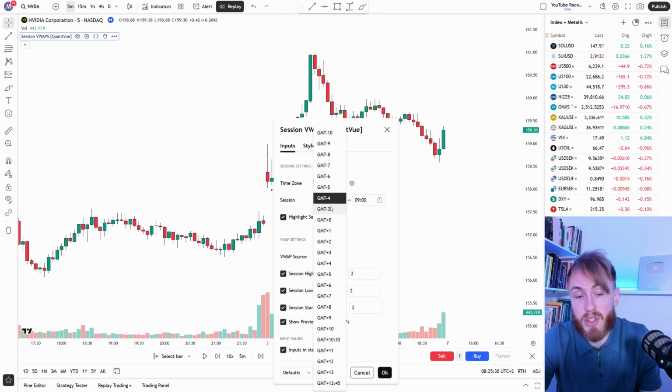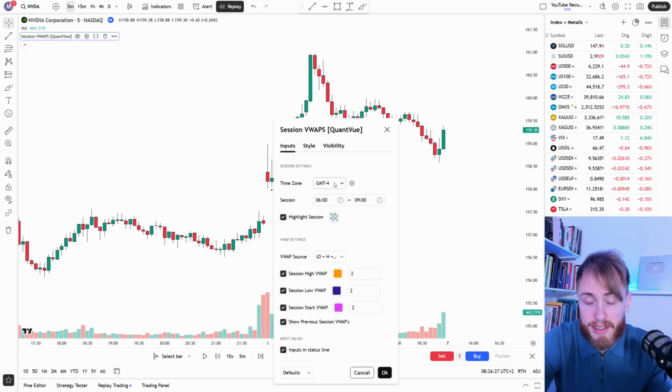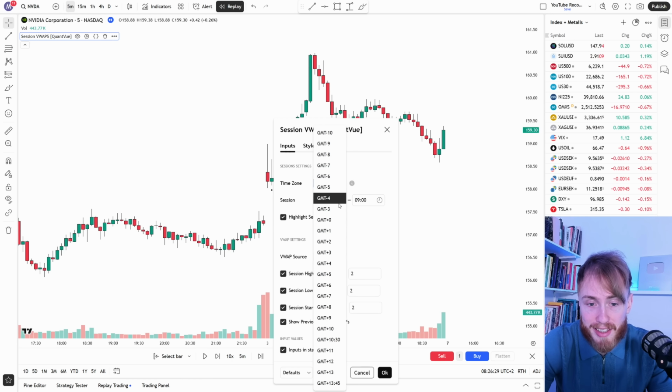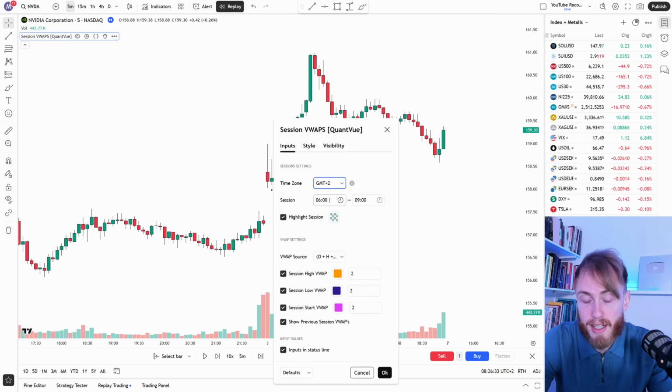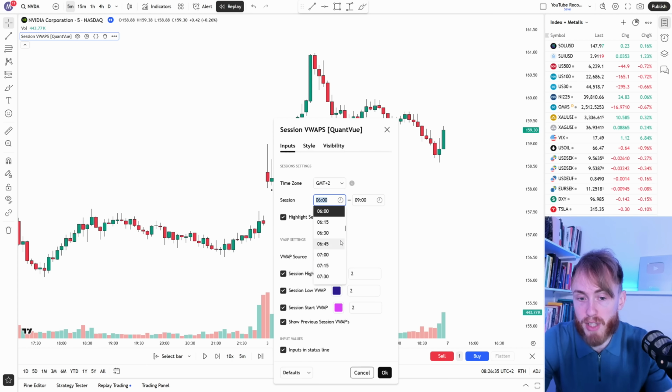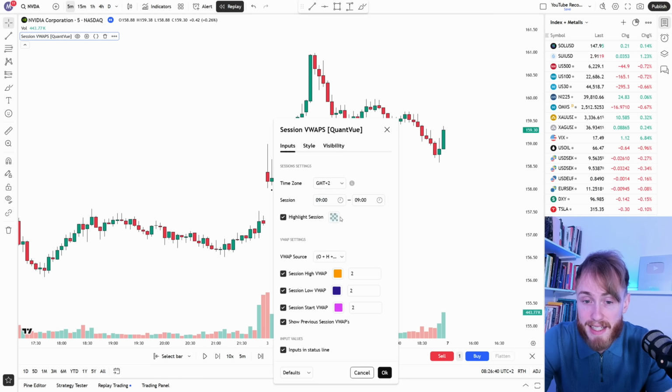To do that, you change the settings to your own time zone. So for example, here in Sweden during summertime, I think we are at GMT +2, so we can choose 2 right here. And then let's say that I want to choose the hours which the Swedish stock market is open, which is 9 to 17:30. Then I can choose like this and press OK.